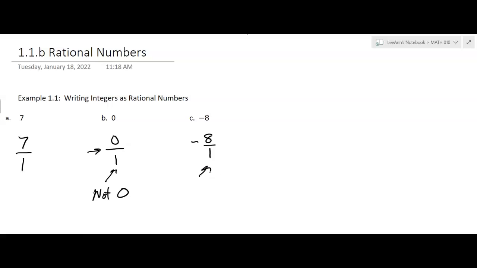Now, what about that negative sign? You can put the negative sign in the numerator, negative 8 over 1. That's the same thing as if you put the negative sign out to the side. And you'll see it written that way. Sometimes, depending on the textbook, it's hard to see the negative sign because it looks like it's kind of blending into the division bar.